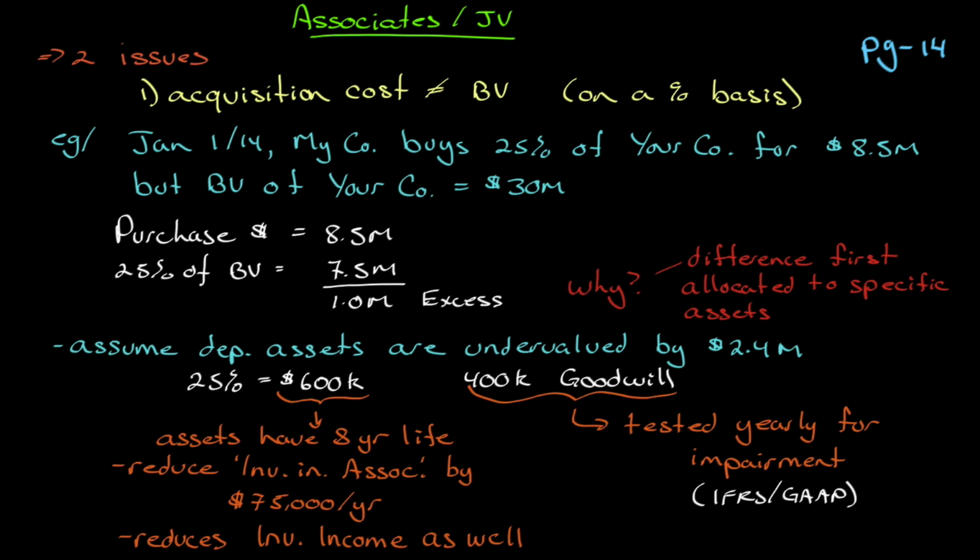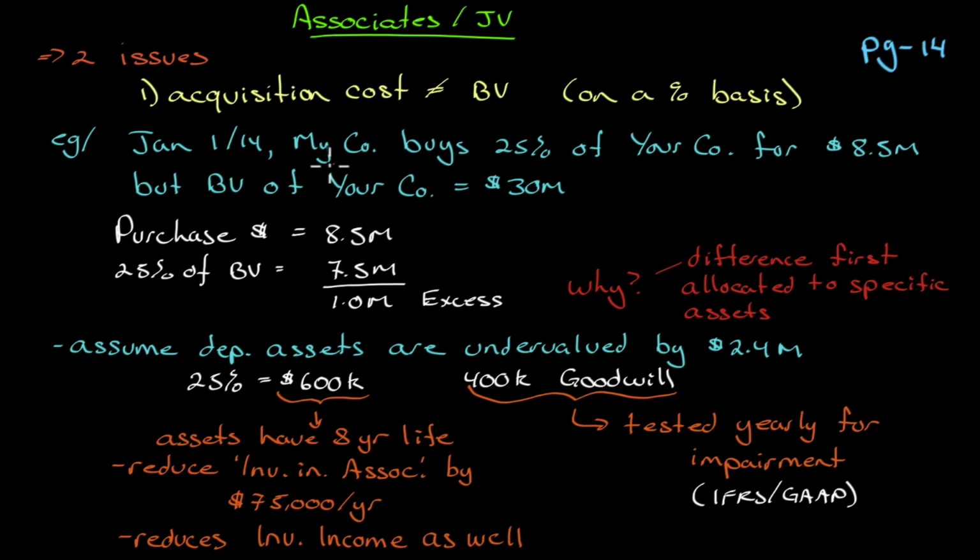Number one, the first issue, what if the acquisition cost does not equal book value on a percentage basis? So let's say we buy 20% of the company for $1 million, but 20% of the book value is not $1 million. That's the more common scenario where it doesn't equal. So let's just go right into an example because, again, it just works better if you can see some transactions and some examples to explain it rather than words.